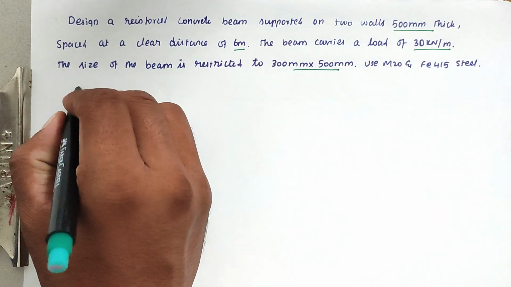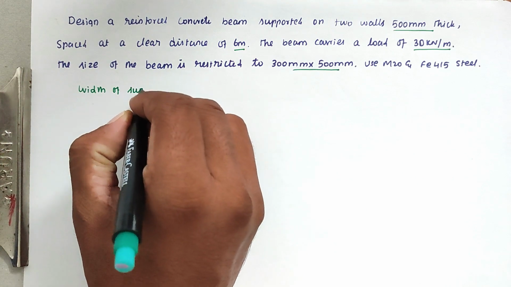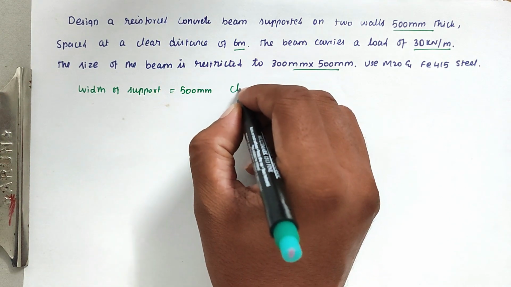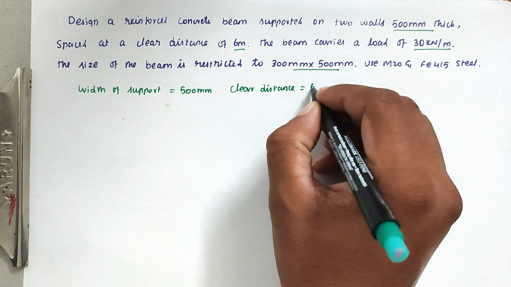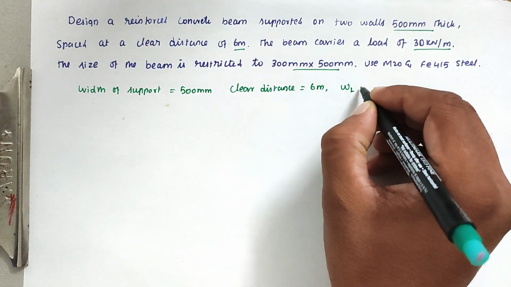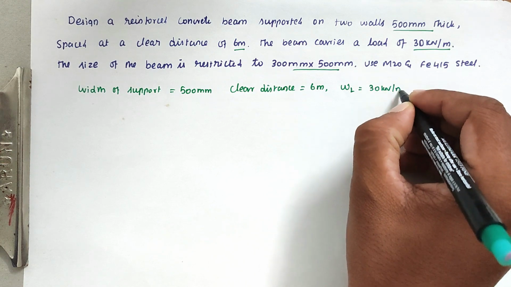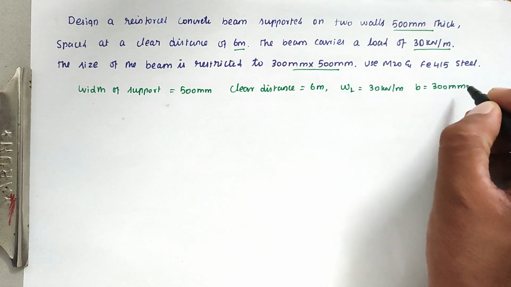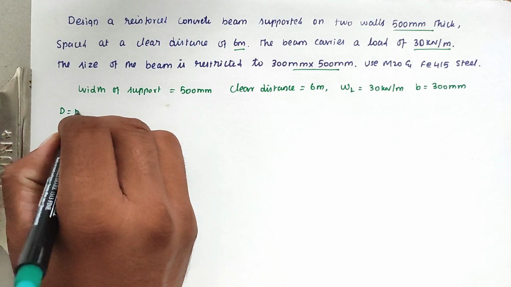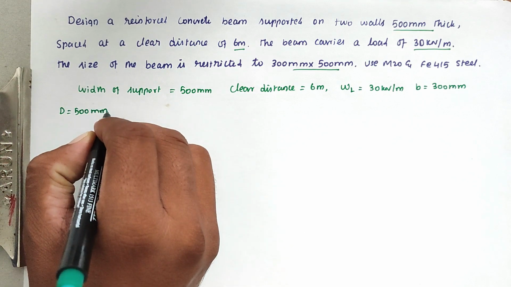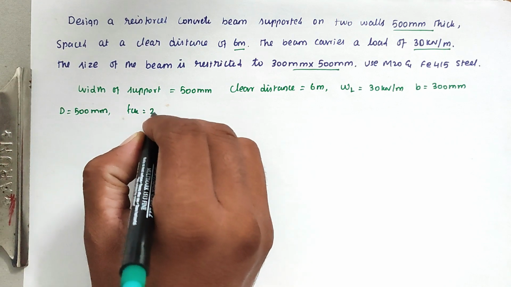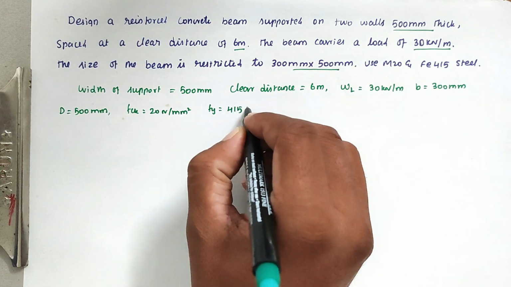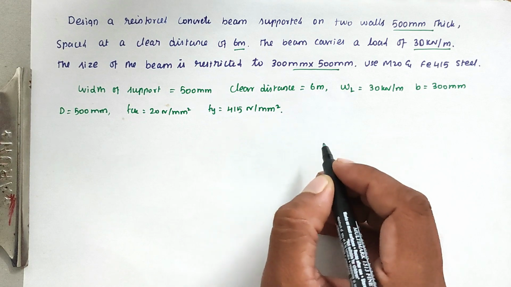Okay, so now the given values. Width of support is 500 mm. Clear distance is 6 meter. WL is 30 kilonewton per meter, so the load is given. Small b is 300 mm and depth is 500 mm. Then fck is 20 Newton per mm square, and fy is 415 Newton per mm square. So these are all the given values.